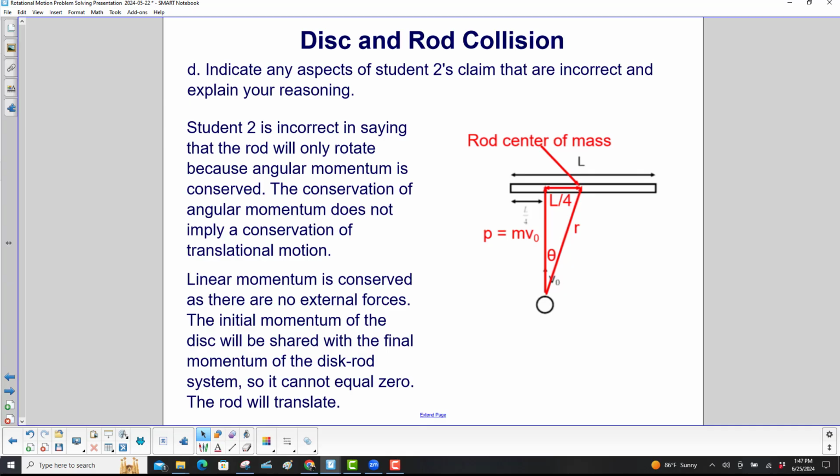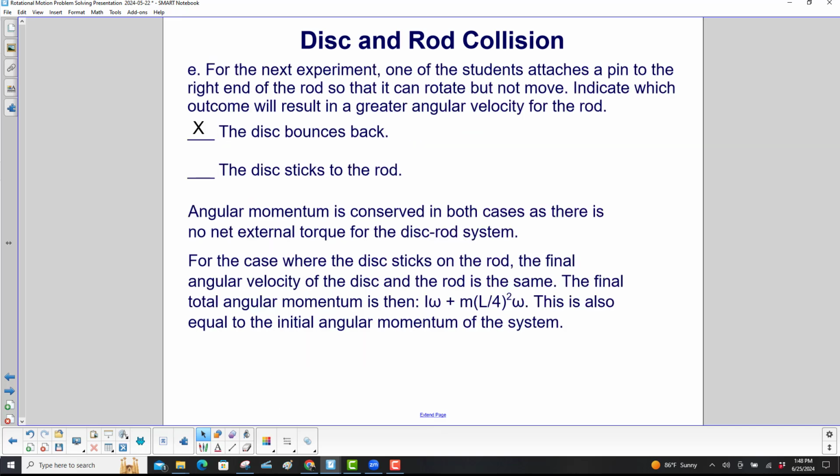Student 2 is incorrect in saying that the rod will only rotate because angular momentum is conserved. The conservation of angular momentum does not imply a conservation of translational motion. Linear momentum is conserved as there are no external forces. The initial momentum of the disk will be shared with the final momentum of the disk rod system, so it cannot equal zero. The rod will translate. It will move in that direction.